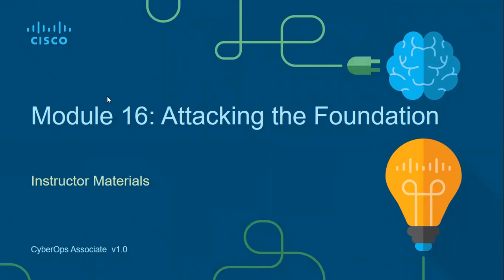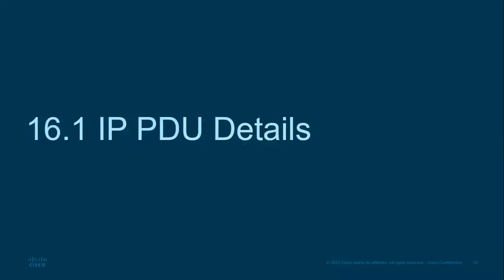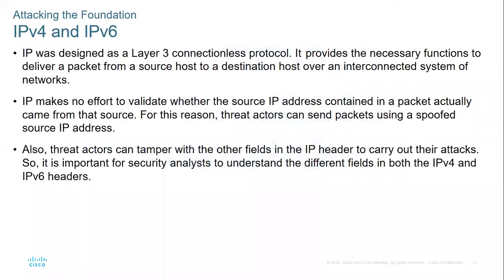All right. So we're looking at module 16, attacking the foundation. The module objective here is to explain how TCP/IP vulnerabilities enable network attacks. So section one is IP PDU. This is the protocol data unit details. So we have IPv4 and IPv6.